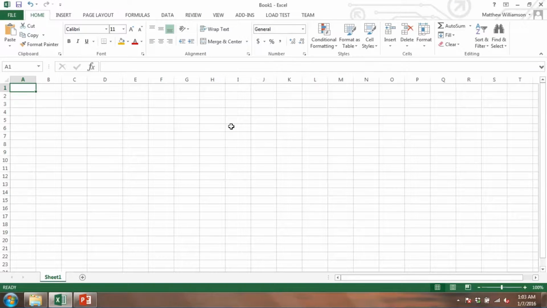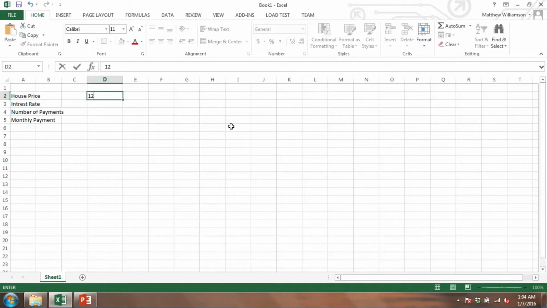Now that you have a better understanding of both the payment and the future value functions, let's try them out in Excel and see what happens. Let's do the payment function first. In this example we're going to buy a house. So let's put in some values: house price, interest rate, number of payments, and then we'll do a monthly payment. Let's say we buy a house for $120,000.